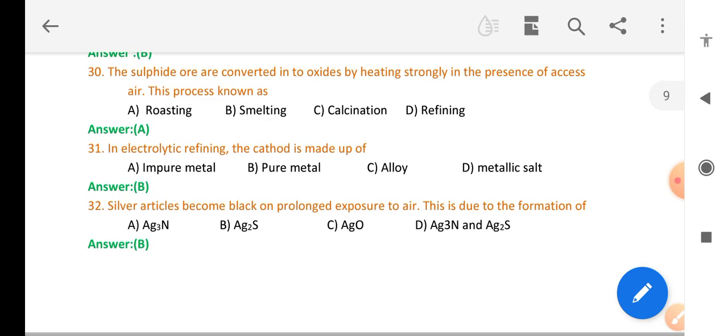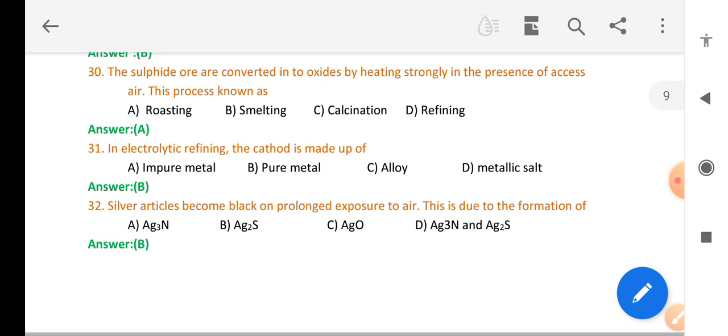In electrolytic refining, the cathode is made up of B, pure metal. In electrolytic refining, the cathode is made up of pure metal.